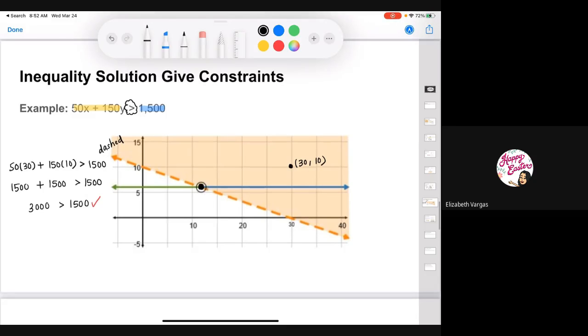Okay, and that point of intersection is actually 12 and 6. So if you wanted to know exactly when that band would make $1,500, it's at 12 weekday shows and 6 weekend shows, if you're being asked to solve for that. So that would be the solution to this inequality.